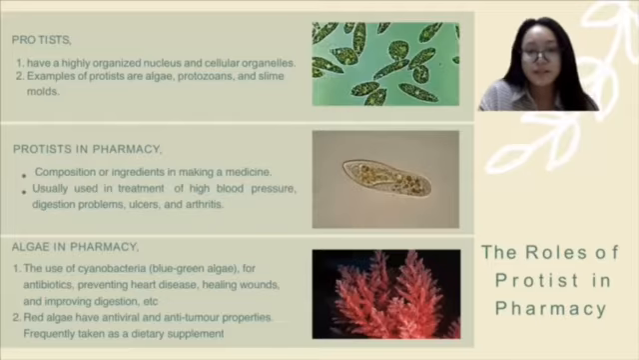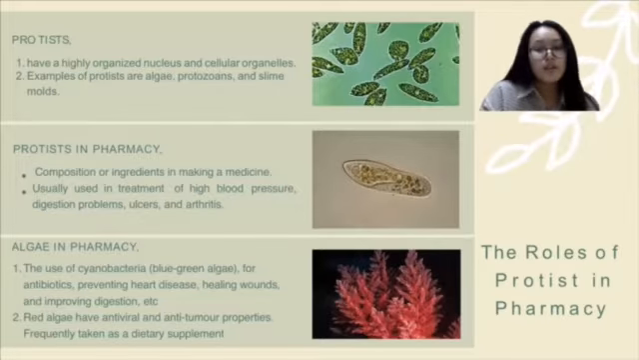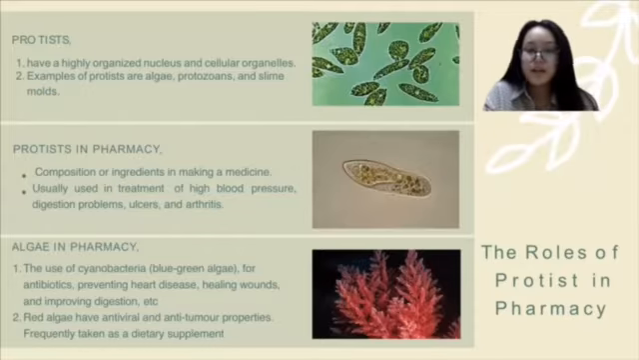Now, I'm going to explain about the roles of protists in pharmacy. But before we get into that, I'm going to explain about the protists first. So protists have a highly organized nucleus and cellular organelles. Most of them are unicellular. Few are primitive multicellular organisms that have unique nuclear structures, such as a histone-independent condensed chromatin in dinoflagellates, and two structurally distinct nuclear pore complexes in ciliates. Examples of protists are algae, protozoans, and slime molds.